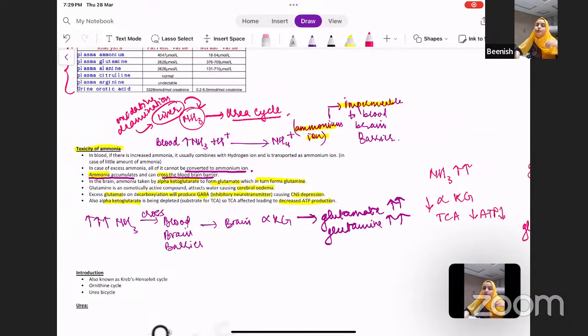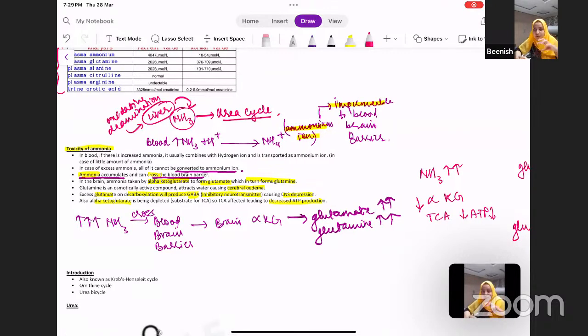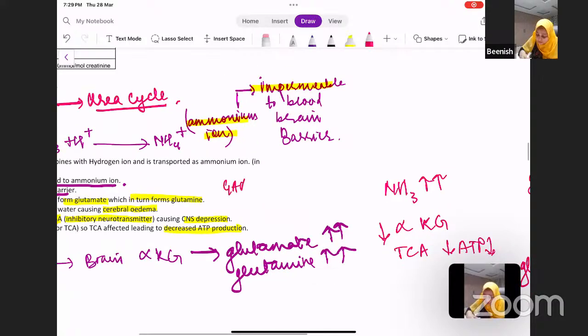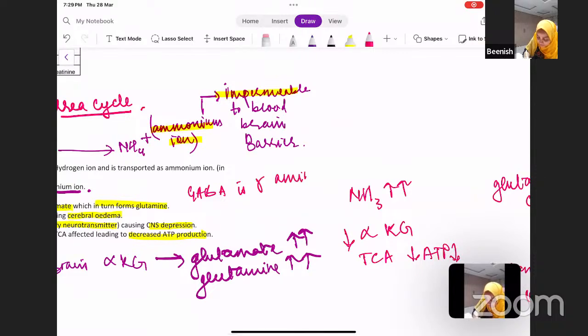So this is how we say that ammonia is toxic to the body. As you can see, it is causing encephalopathy. It is affecting the structure and function of the brain. And what is GABA? The full form of GABA is gamma aminobutyric acid. It is the primary inhibitory neurotransmitter in the brain. So GABA is gamma aminobutyric acid. Okay.